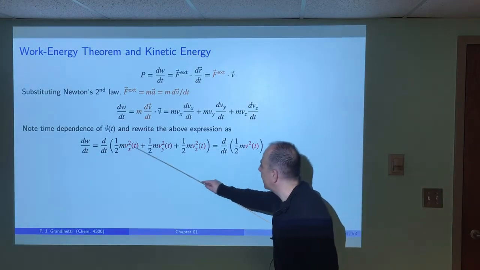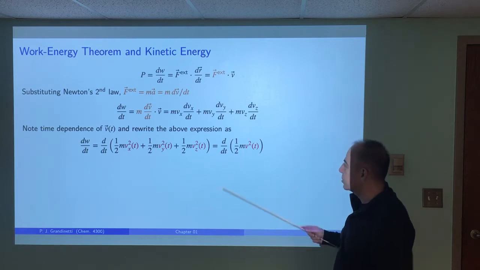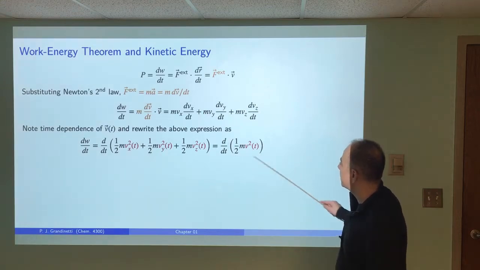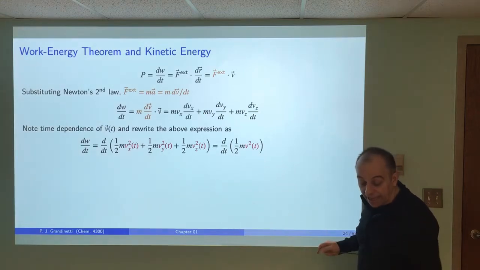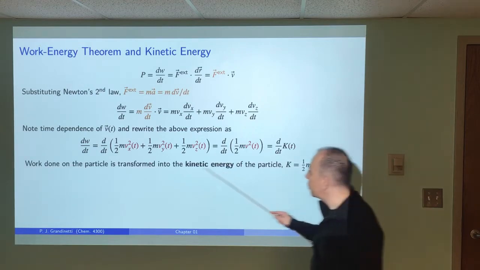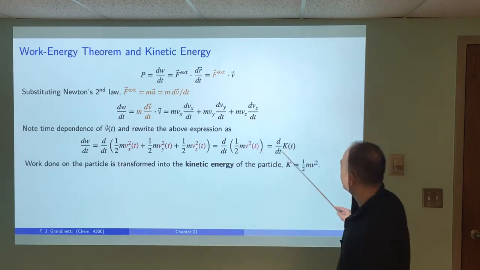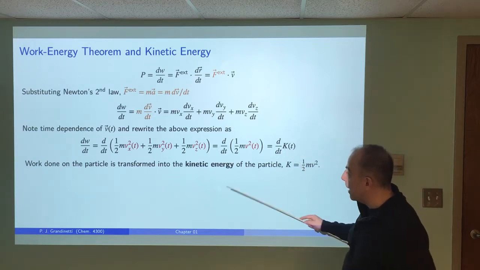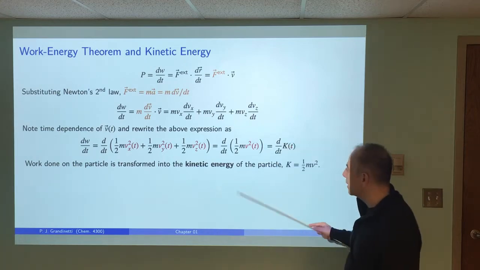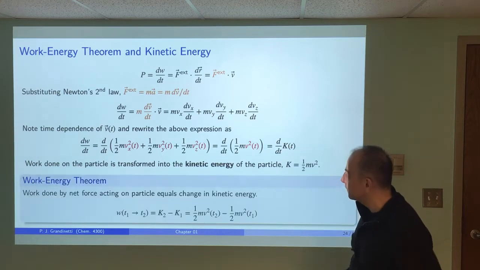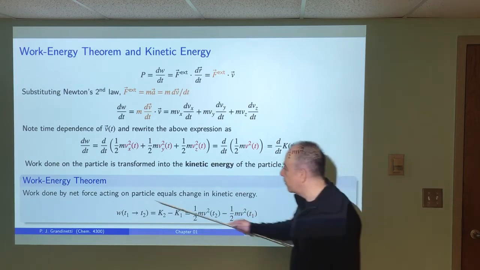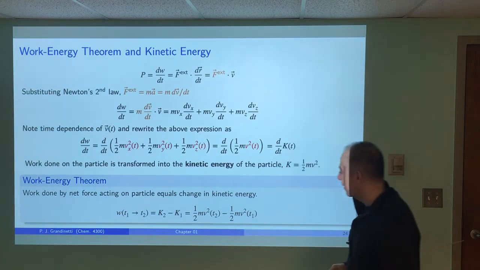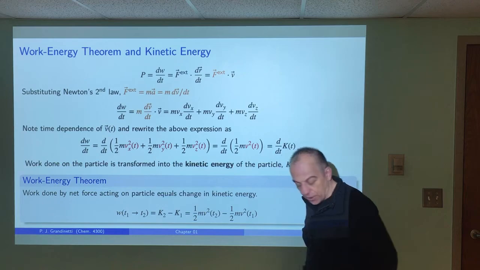Now, if I recognize that these terms squared and added together give the square of the magnitude of the velocity vector, then I can simplify this into this expression. Of course, we identify that as the kinetic energy. So what we've shown is that the rate of change of the work is the rate of change of the kinetic energy, which I'm writing down as K. That means that any work that's done on a particle is transformed into the kinetic energy of the particle. This is what's called the work energy theorem. The work done by the net force acting on the particle is equal to the change in kinetic energy of the particle.